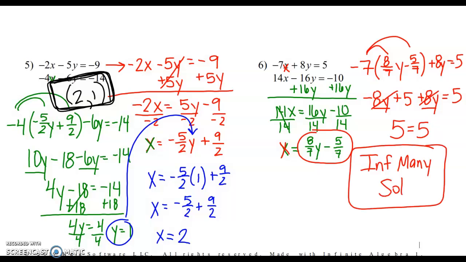So you can see the difference today is you definitely want to grab a calculator because you're going to have some fractions to work with, because you're going to have to divide to get your variable alone.